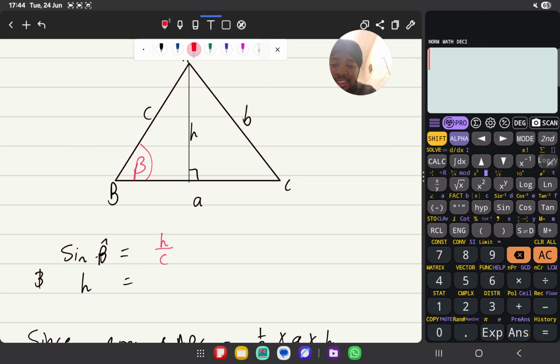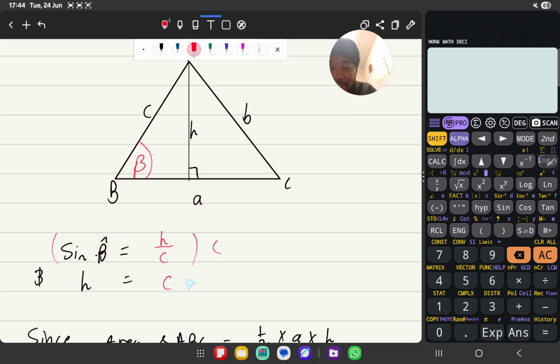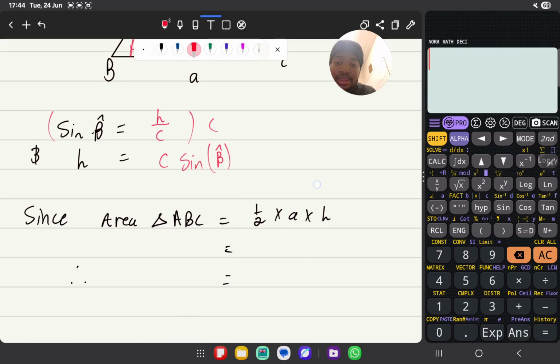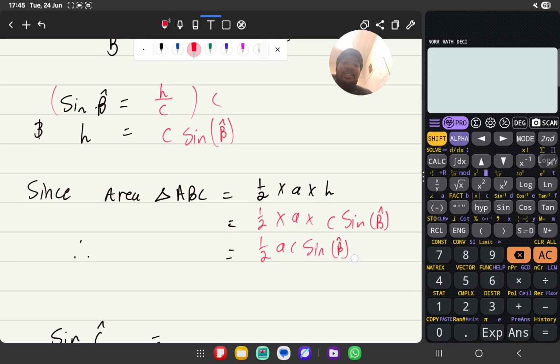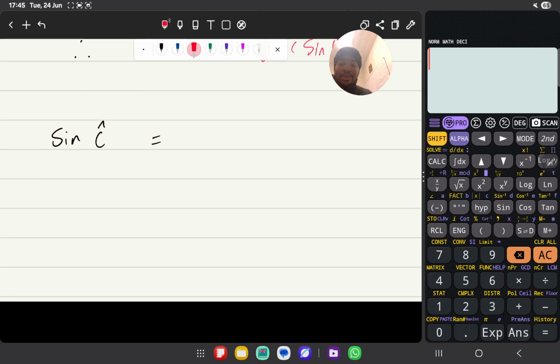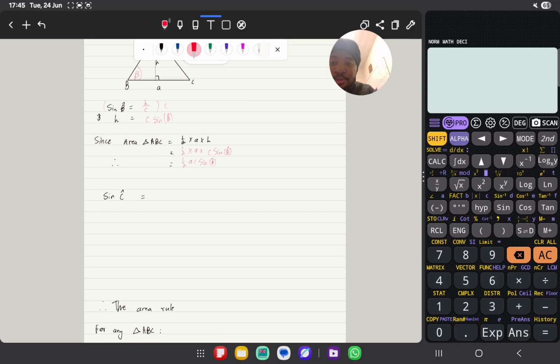And we write H as the subject of the formula. We multiply everything by C. The C's cancel out each other, and that side is just multiplication. So you have C sine B, right? And therefore, from here, you would say your area is half times A times C sine B, so half AC sine B. That's basically it.